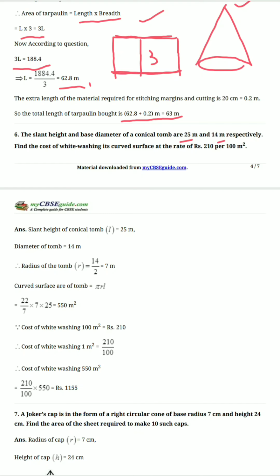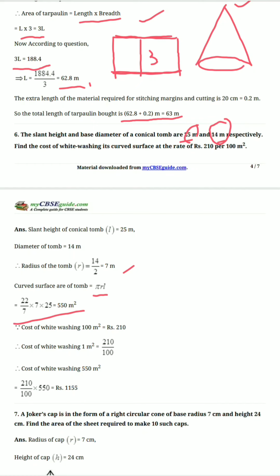We know that curved surface area is pi r L. Now L is given here 25. And R we can calculate by dividing 14 by 2, it will be 7. So on putting the value, the curved surface area will come 550 meter square. Now this has to be painted. Now we have to see the rate. The rate is given this way, that for painting 100 meter square we have to pay 210 rupees.